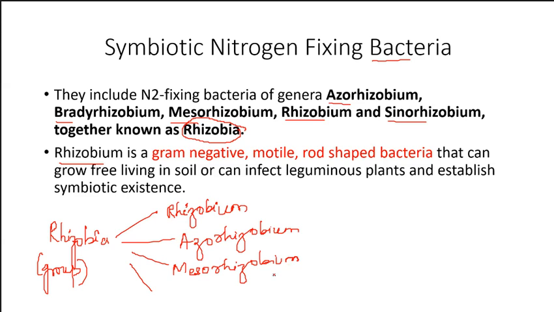Now what are the characteristics of Rhizobium? These Rhizobium are gram-negative, motile, rod-shaped bacteria, and they can either grow freely or live in symbiotic association with the leguminous plant. It is not compulsory that they live in a symbiotic relationship with the leguminous plant. They can live freely also, or they can live with the leguminous plant in a symbiotic relationship.